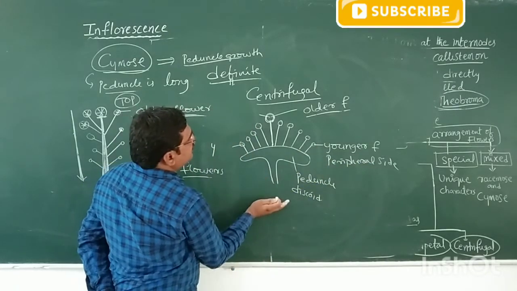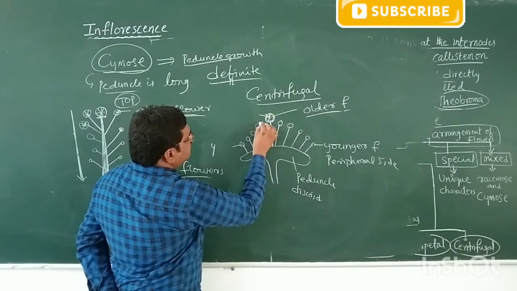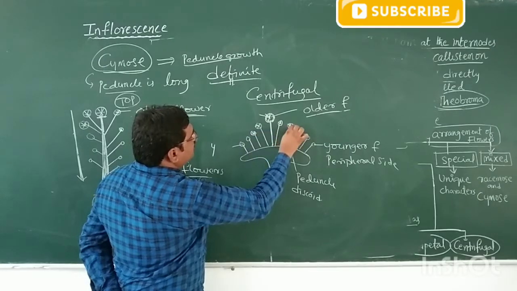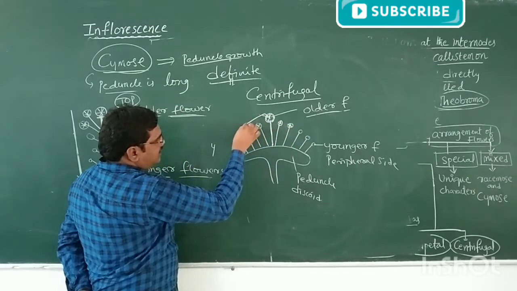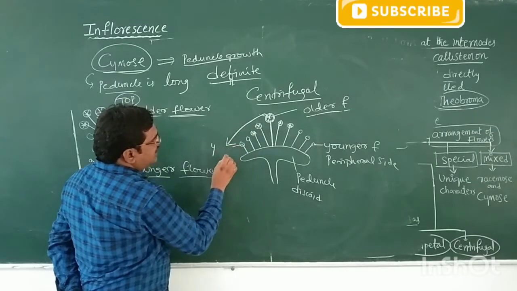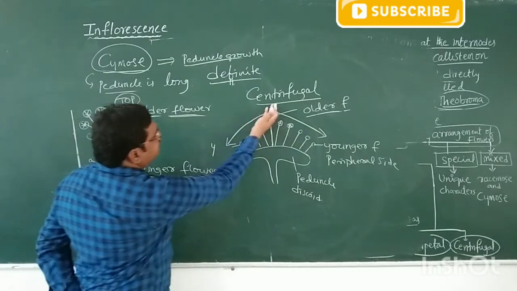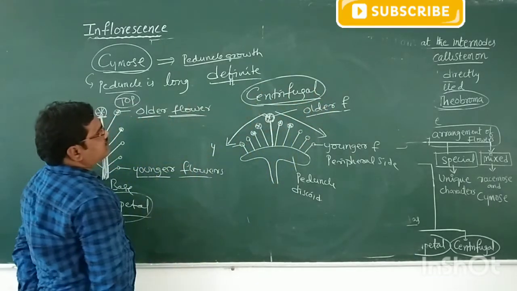And what is the opening of the flowers? First, this flower is open. Next, these two flowers are open. Next, these two flowers are open, like this. The opening of the flowers is from the center to the peripheral side. This type of arrangement is called centrifugal arrangement.